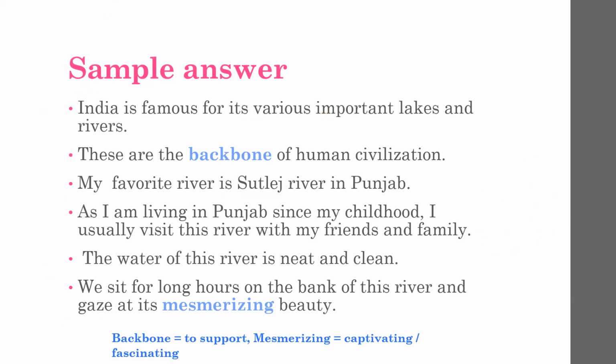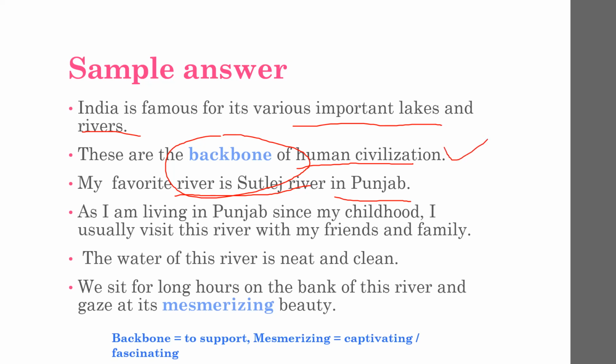India is famous for its various important lakes and rivers. These are the backbone of human civilization. My favorite river is Satluj River in Punjab. Now, backbone means that this is the support. This is a thing which provides support to humanity. So this is like a spinal cord which provides support to humanity.